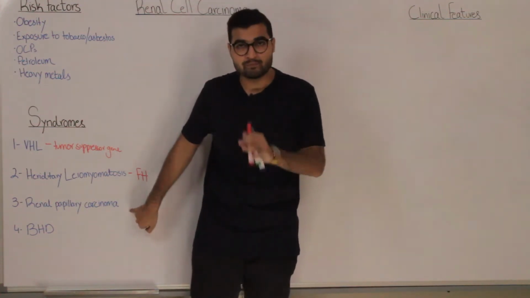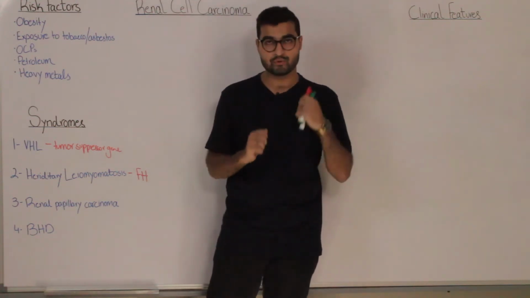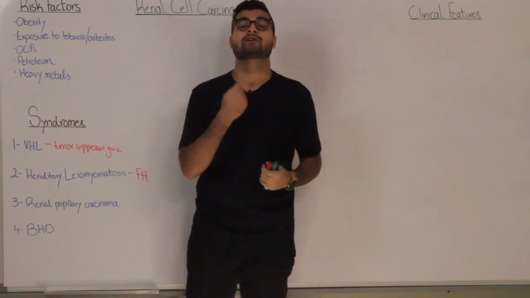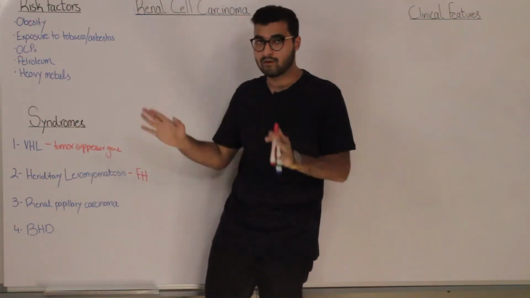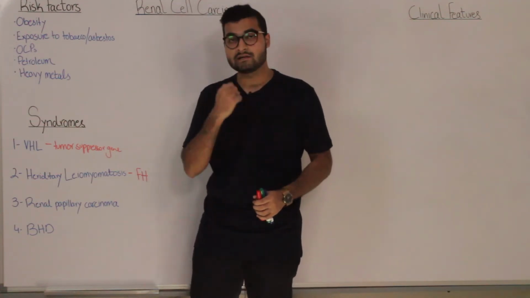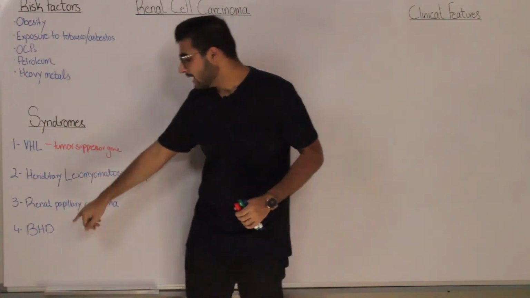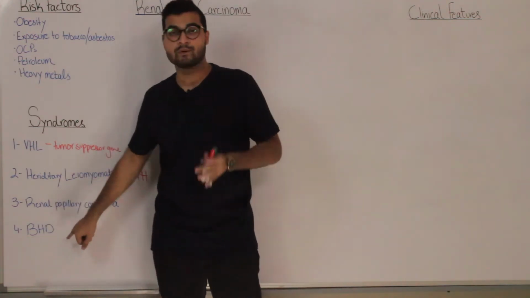So it has the MET proto-oncogene, and if you have a mutation inside your MET proto-oncogene, you can end up having renal cell carcinomas. We'll see how all that happens, but renal papillary carcinoma is associated with the MET proto-oncogene.